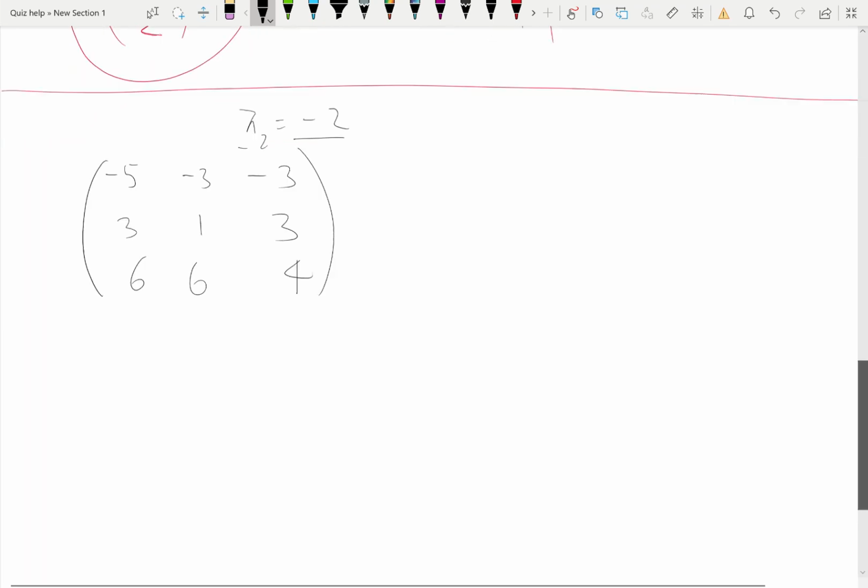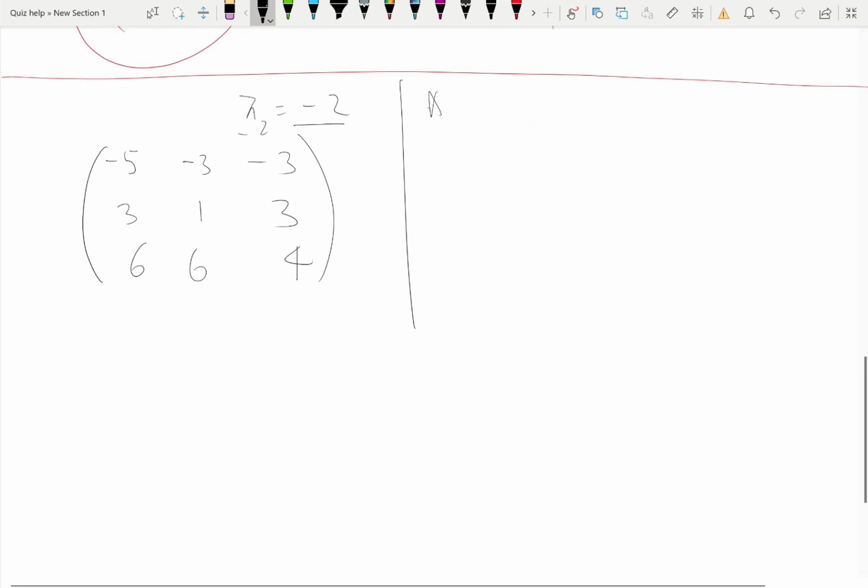So what do we do? A minus lambda I. So A minus negative 2I, so that means A plus 2I, right? So that means you add 2 to the diagonal. So negative 5 plus 2 is negative 3, negative 3, negative 3. 3, 1 plus 2 is 3, 3. 6, 6, 4 plus 2 is 6. Okay, so this is the A plus 2I matrix.